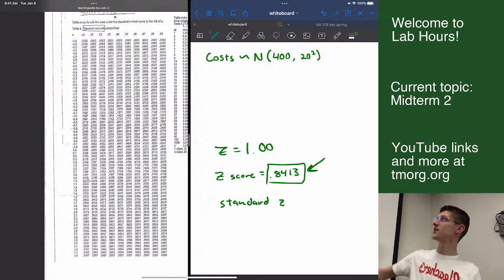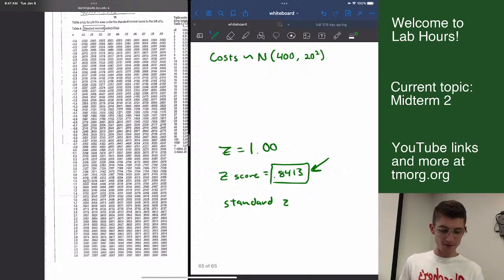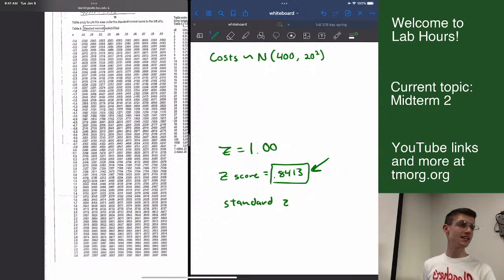This should look familiar from something. I don't exactly know what. Something like a homework or something like that. Who knows? But if I have found that this is true for my business, that costs are approximately normally distributed with an average of 400 per week and a standard deviation of $20, am I going to be able to get my probabilities from this table, just in this raw form?